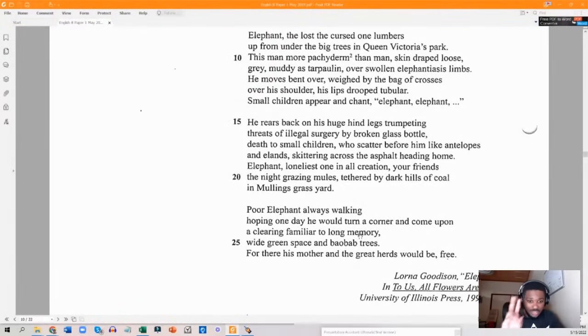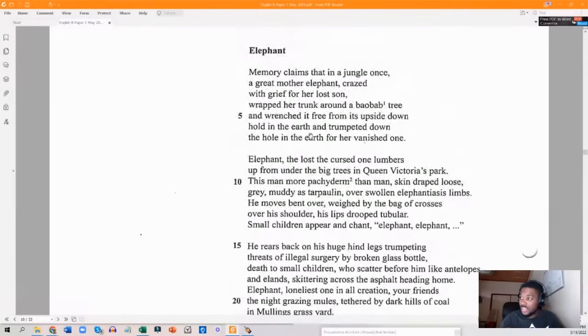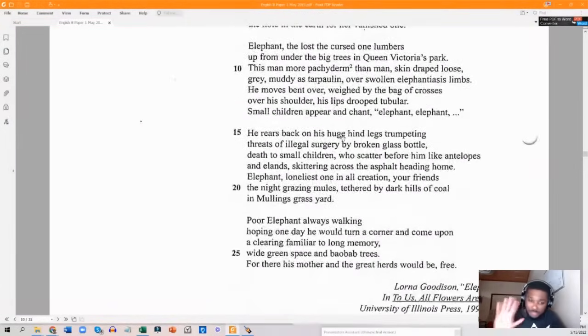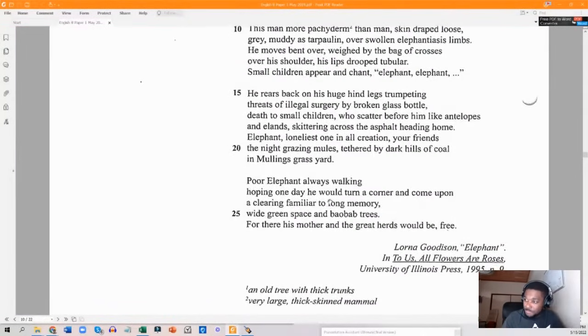What is the link? What is the comparison? This mother elephant lost her son, and she would hope to reunite with him. She would hope to find her son again. So we're not dealing with the mother elephant here. We're dealing with the man. The man is hoping to find some kind of reconnection. His mother here, perhaps this is the man's real mother.